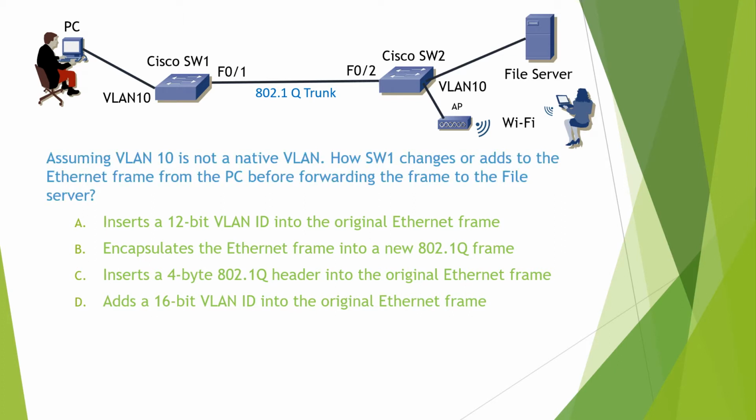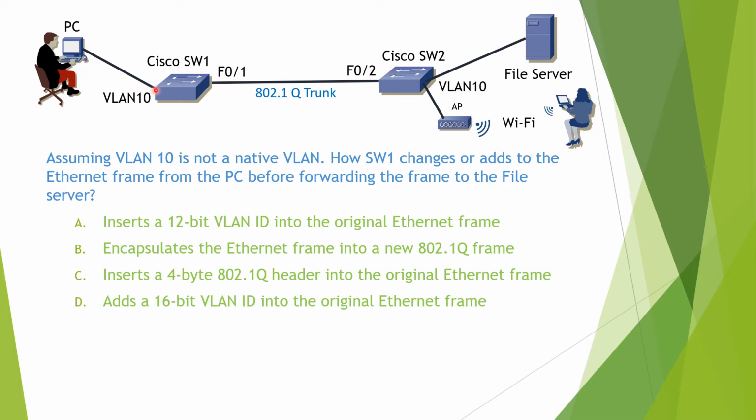Assuming VLAN 10 is not a native VLAN, how should one change or add to the Ethernet frame from the PC before forwarding the frame to the file server? So just imagine the PC is in VLAN 10 and it's forwarding the frame to the file server. So it first needs to forward the frame to switch 1.